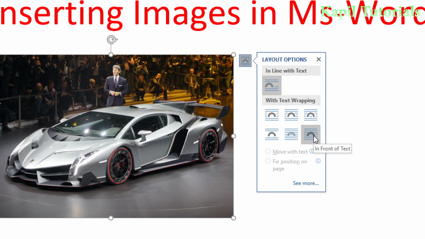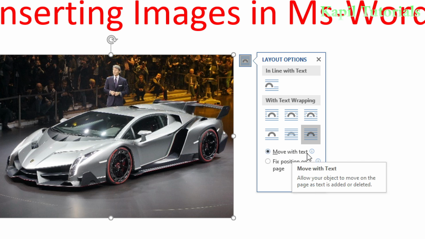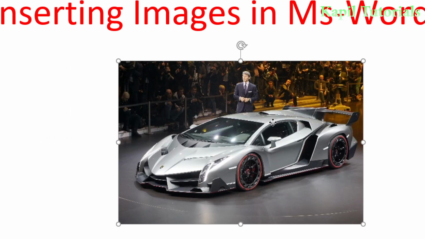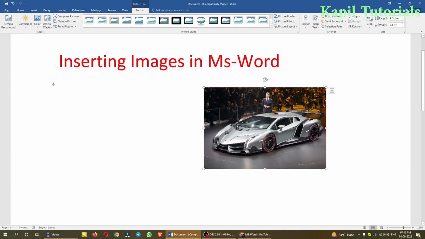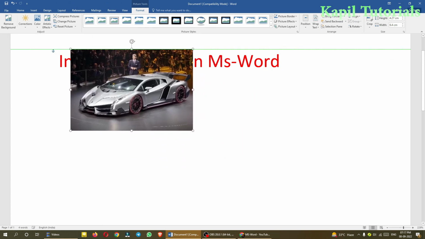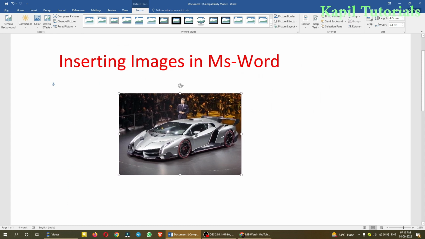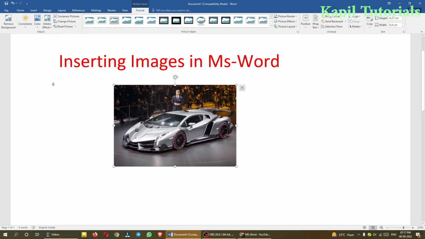Further I'll teach you how to use other options also. Just now I'm just using this In Front of Text, and here Move with Text or Fix Position on Page. Suppose it's okay, Move with Text I have selected. Now if I move it, you see I can move it anywhere, and even it is in front of the text. I hope this is clear to you. This option is clear, the option which I have used, this one, In Front of Text and Move with Text.